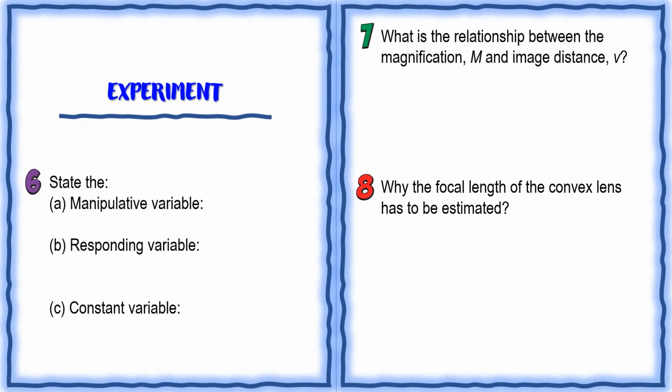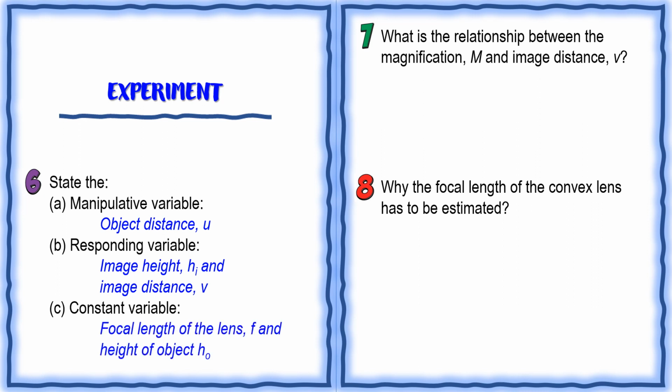The second part of the pre-lab module discussion is experiment. Take a look at question number 6. State the manipulated variable, responding variable, and constant variable. Referring to this experiment, our manipulated variable is the object distance, our responding variable is the image height and also the image distance that you need to record, and our constant variable is the focal length of the lens, because we use the same lens, and the height of the object.